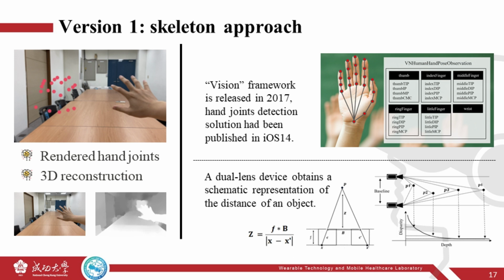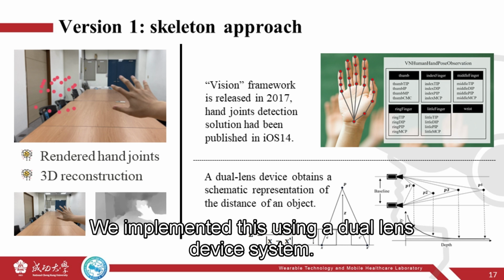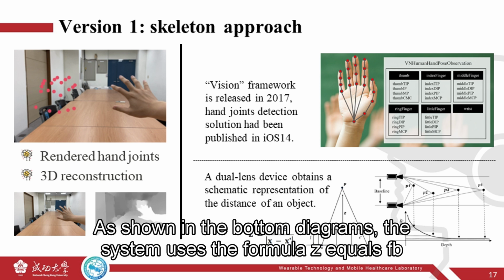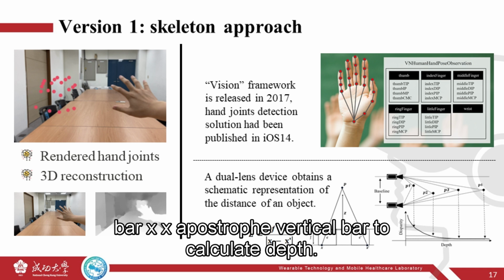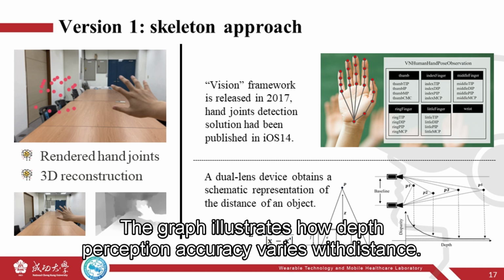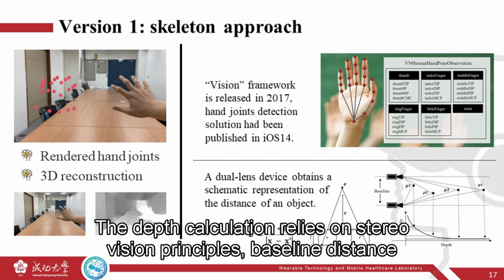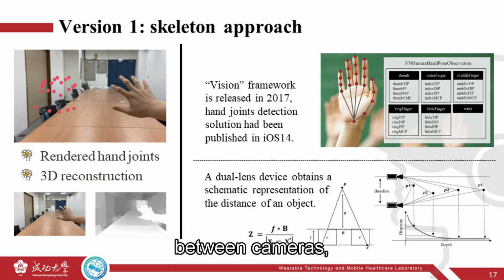3D reconstruction. We implemented this using a dual lens device system. This allowed us to obtain a schematic representation of object distances. As shown in the bottom diagrams, the system uses the formula z equals fb over the absolute value of x minus x prime to calculate depth. The graph illustrates how depth perception accuracy varies with distance. The depth calculation relies on stereo vision principles, baseline distance between cameras, focal length calculations, and triangulation methods.